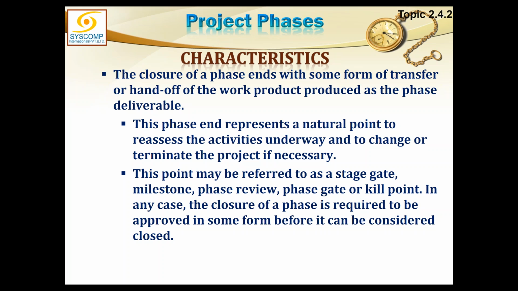You can bring any changes in the remaining project, and you can even decide that you do not need to go any further in the life of the project and you want to terminate the project right here. That is exactly why this point where a phase ends is also called a go/no-go decision, or this point may be referred to as a stage gate, a milestone, a phase review, a phase gate, or a kill point. Why kill point? Because the project could be killed at this point. If there is enough reason, it could be a kill point.